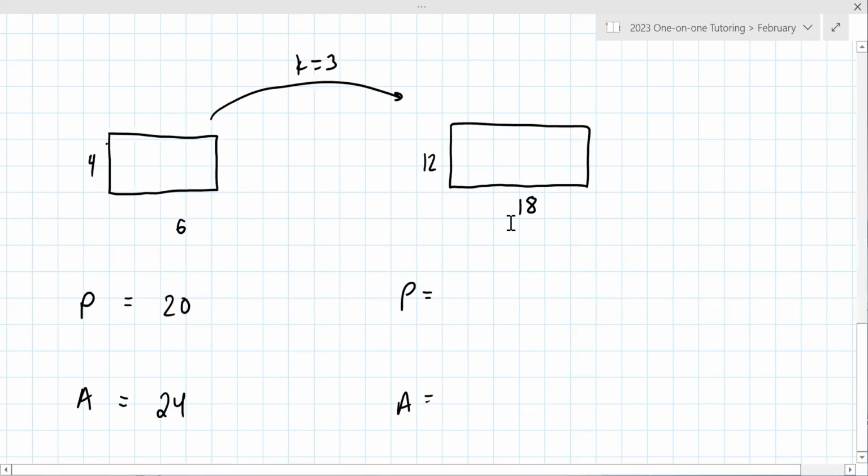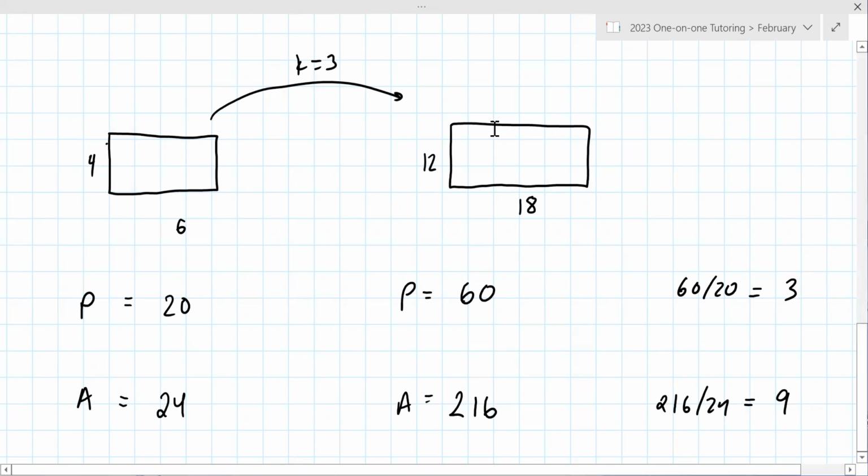And then the other one would be 60 for the perimeter. And then it would be 216 for the area. Okay, so now I want you to take 60 and divide it by 20, and that'd be 3. And 216 divided by 24 would be 9. So how do you get 3?